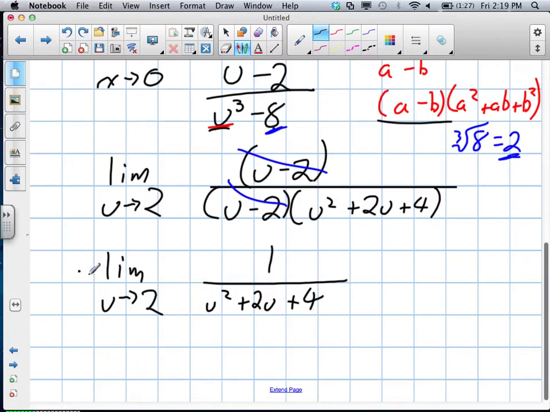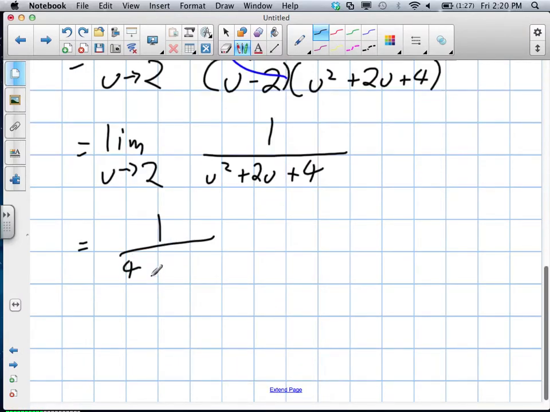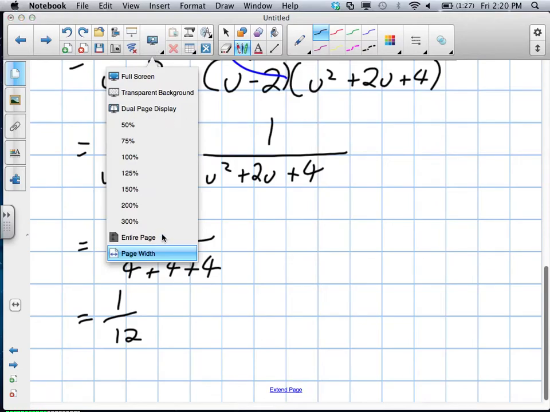So now that we have u as it approaches 2, we can plug it into this. Our limit then becomes 1 over 2 squared is 4. 2 times 2 is 4, plus 4 is 1 over 12. Okay.